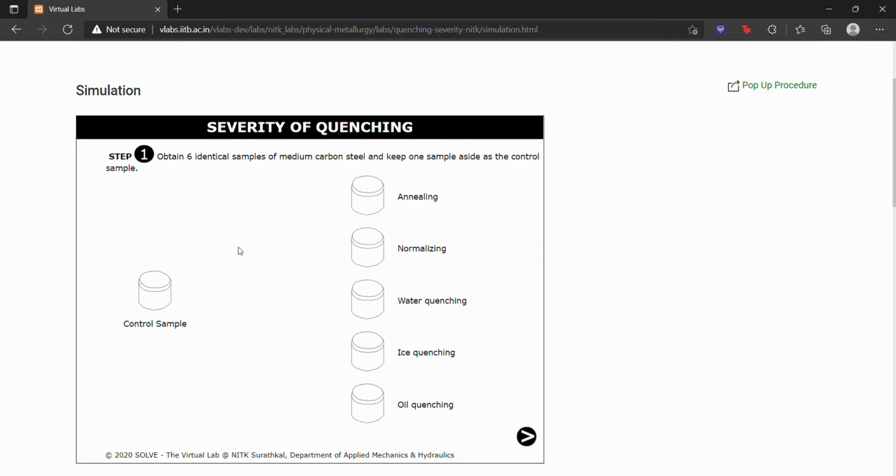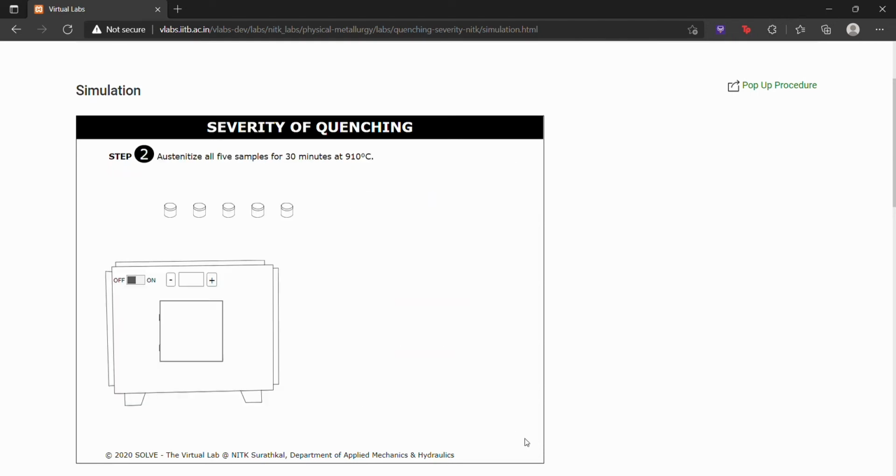So step 1, we need to obtain 6 identical samples of medium carbon steel and keep one sample aside as the control sample. Step 2 is to heat all 5 samples for 30 minutes at 910 degrees Celsius. And then we need to set the furnace temperature to 910 degrees Celsius.